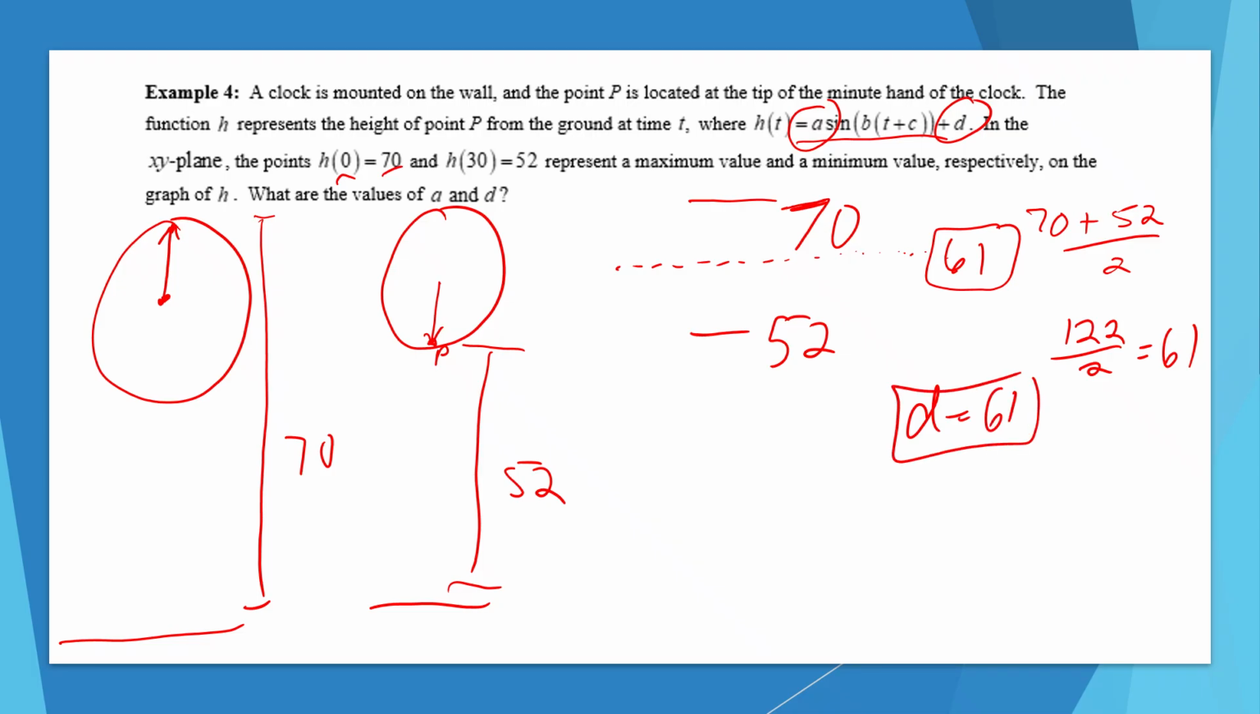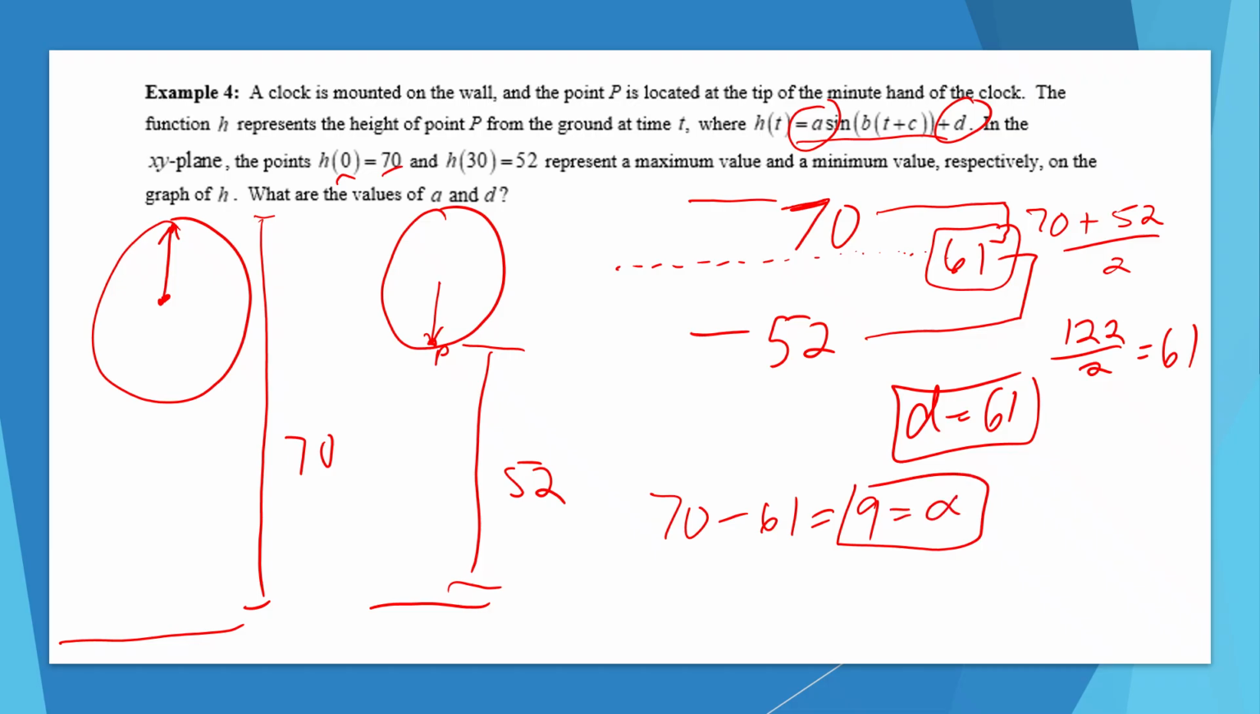Now our amplitude is going to be the distance from either 52 to 61 or the distance from 70 to 61. 70 minus 61 is fairly easy to do in your head. That's 9. That should be our A value. So here we have A is 9 and D is 61 in this case.